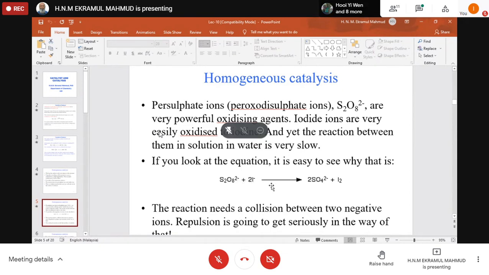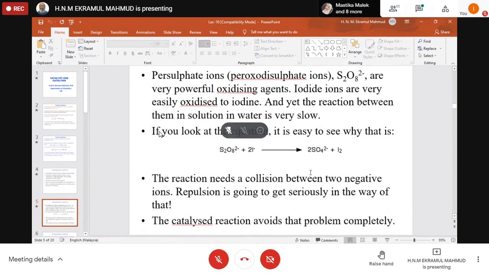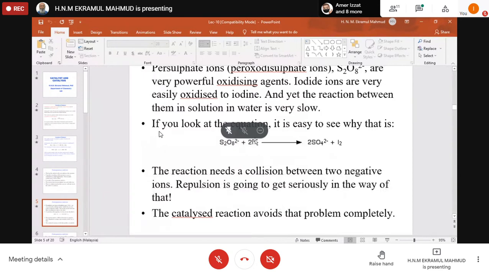negatively charged ions. So how can it proceed? So we need to change the oxidation states of these. Then it will react. So the reaction needs a collision between two negative charges. This is negatively charged. This is also negatively charged. So repulsion is going to get seriously in the way. The catalyzed reaction avoids that problem completely because it will change the oxidation states of these reactants.